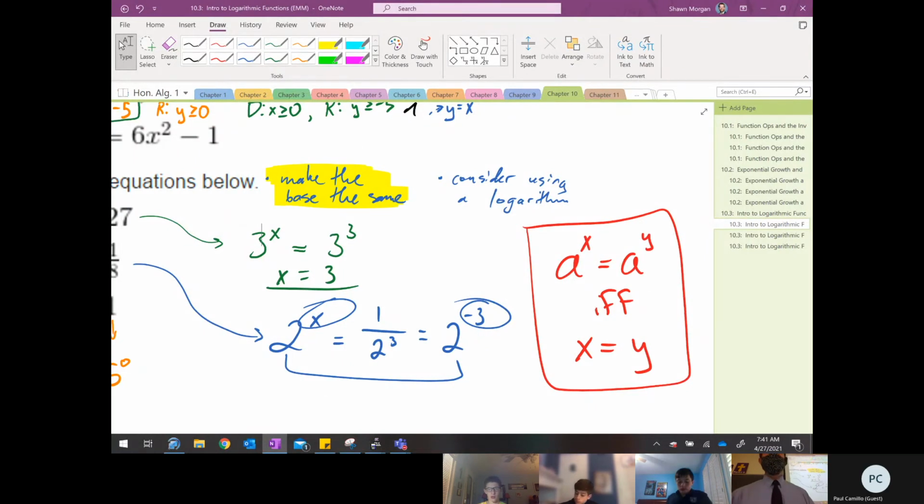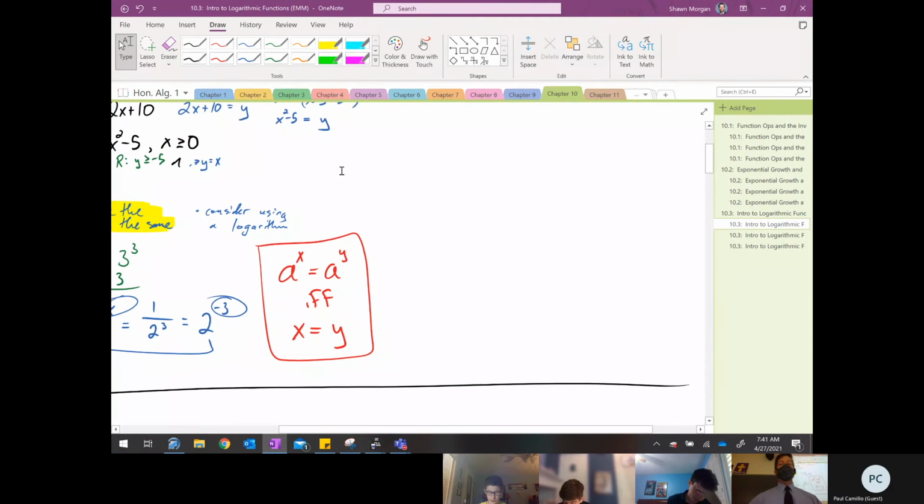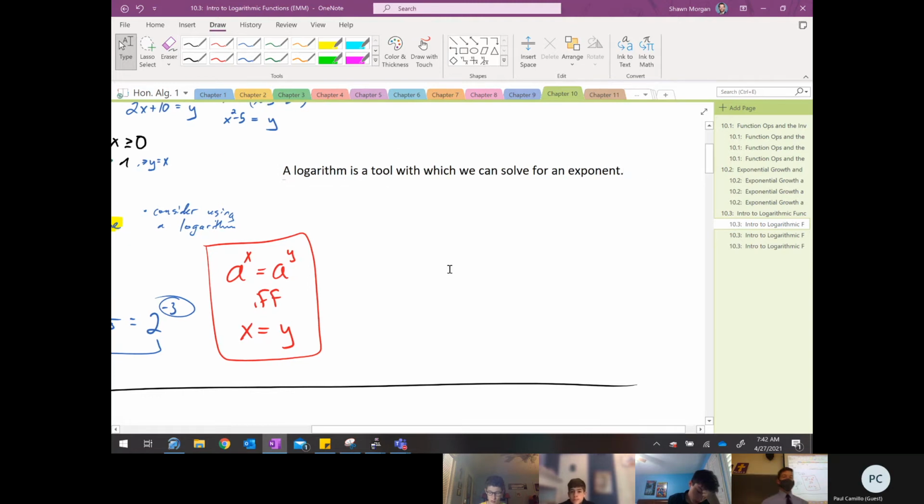In your notes, write down: a logarithm is a tool with which we can solve for an exponent. Because really, you guys have been learning the inverse operations. You know that add and subtract undo each other. What else? Multiply and divide undo each other. What else? Squaring and square rooting, cubing and cube rooting, raising to the fourth and taking the fourth root. In other words, powers and roots undo each other.